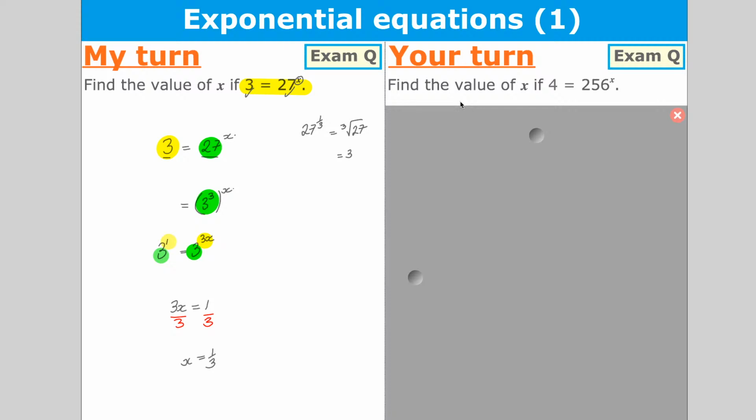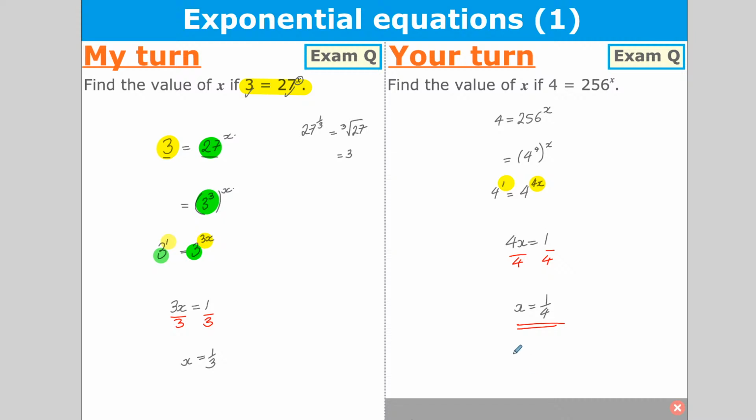Loads of great answers in here. Jack, Luke, Imram, Emily, Hannah, Jane, Libby. We've got 0.25. We're getting some wordy answers as well. Let me see what I got this morning. I also got x equal to a quarter. So we've done a good job there.